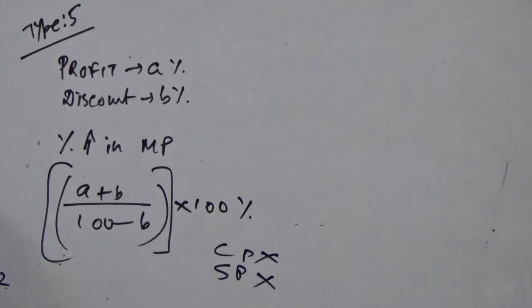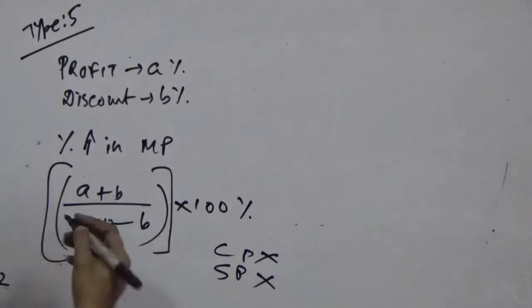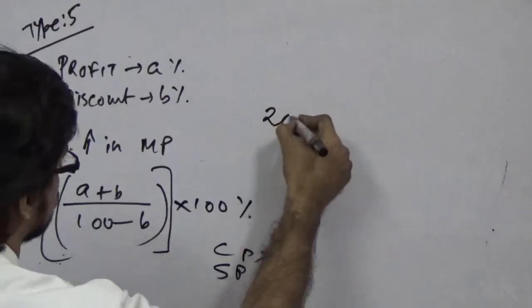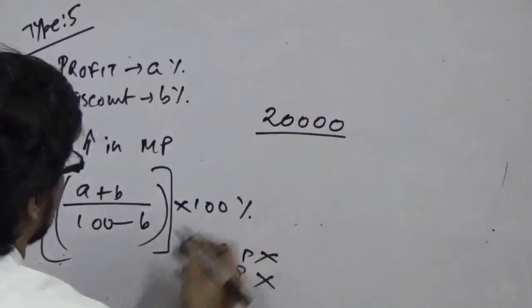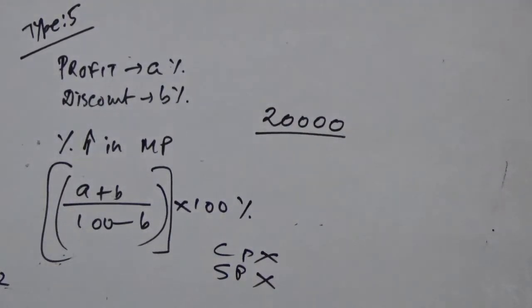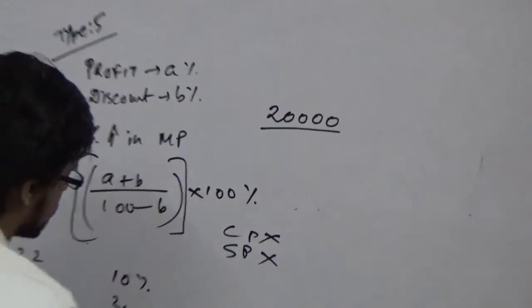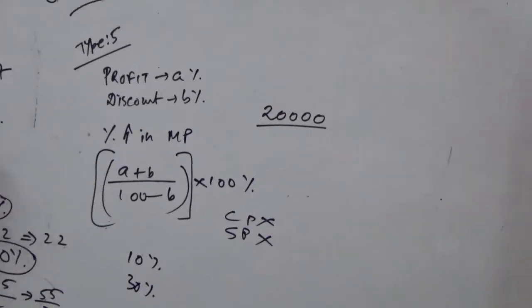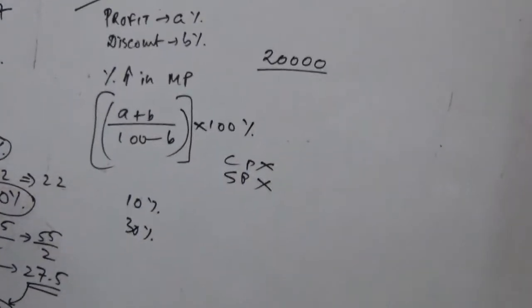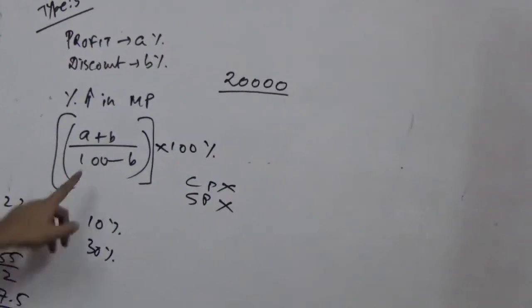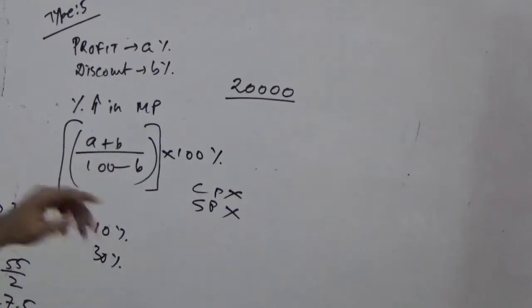For example, you have purchased a television at 20,000 rupees. Now you want to sell it in the second hand market at a relatively better price. So you want to make a profit of 10%, and you also want to show that you are giving a discount of 30%. So what is happening? Remember that if I am using 100, then this should be directly 30.